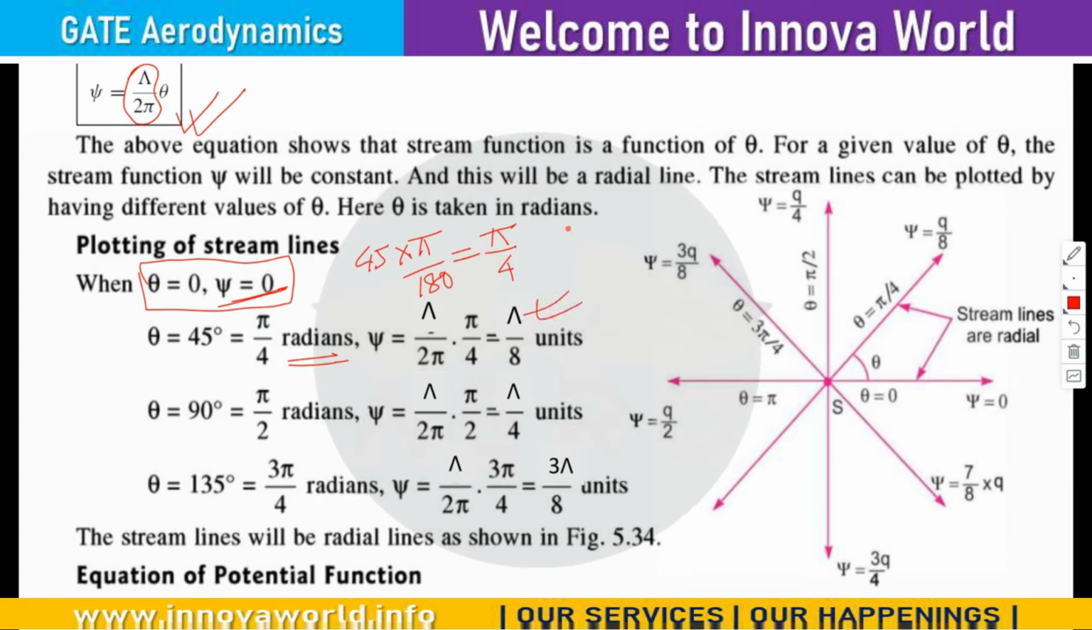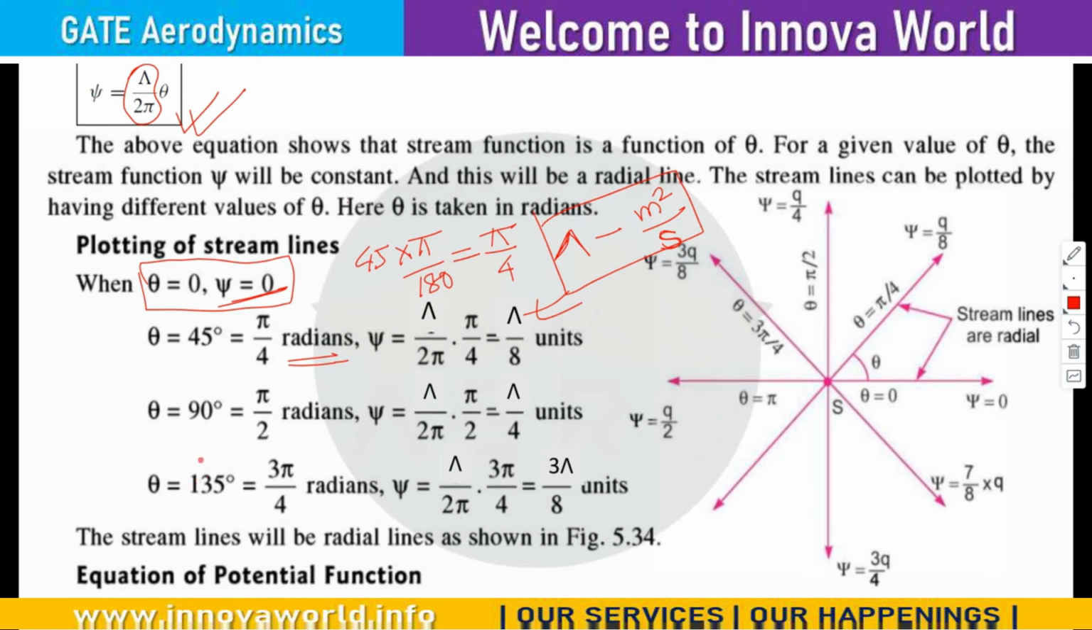One more thing: lambda is the strength of the source, and it is represented with the unit meter square per second. The unit of the strength of the source is meter square per second. So please ensure that.